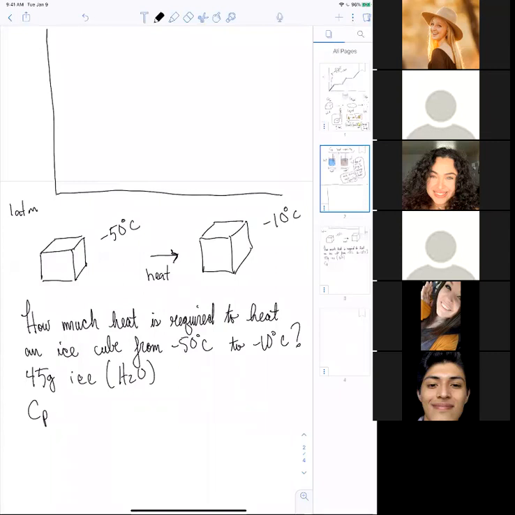Oh, good. Thank you, somebody who looked it up. Ice, 2.04. I was about to put the wrong thing, so I'm glad somebody said that. All right, what are the units on that? 2.04 joules per gram degree Celsius. Thank you. Or 2.09.